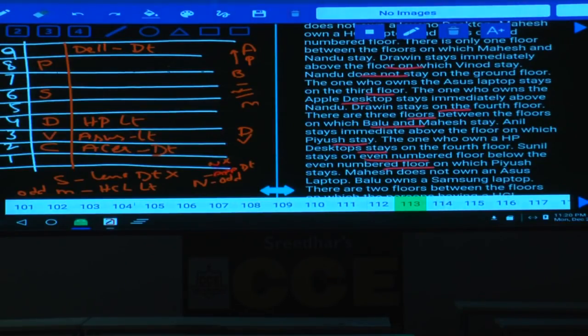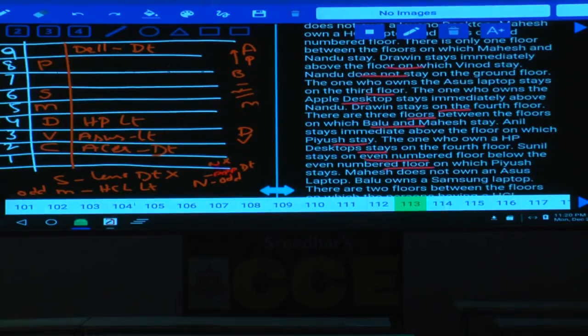M cannot be on the 5th one. Now can M be on the 7th floor? Suppose M is on the 7th floor. Between B and M there must be 3 persons. 1, 2, 3. Putting B, M, the 3rd place would be needed, which is not possible. M cannot be on the 7th floor, cannot be on the 9th floor, cannot be on the 1st floor. Hence M must be on the 5th floor.